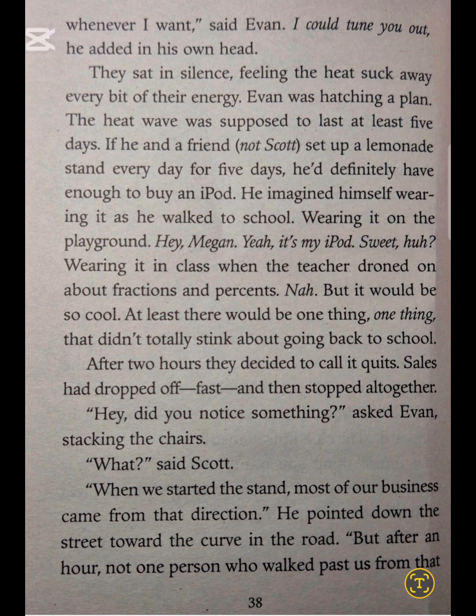The heat wave was supposed to last at least 5 days. If he and a friend, not Scott, set up a lemonade stand every day for 5 days, he'd definitely have enough to buy an iPad. He imagined himself wearing it as he walked to school, wearing it on the playground.